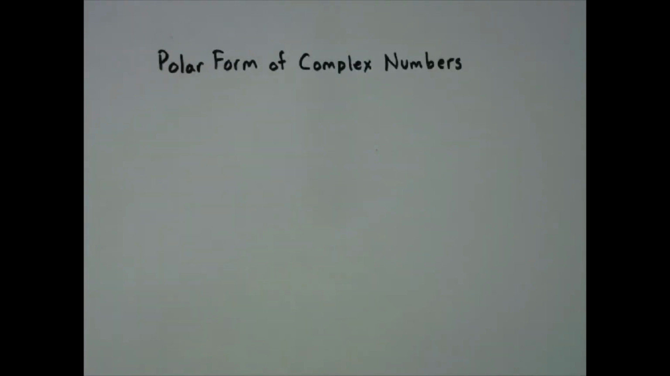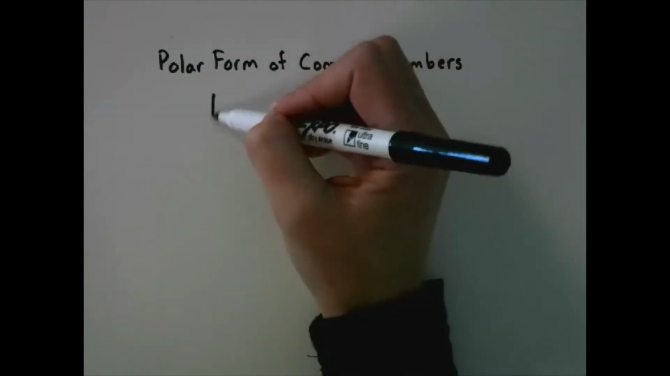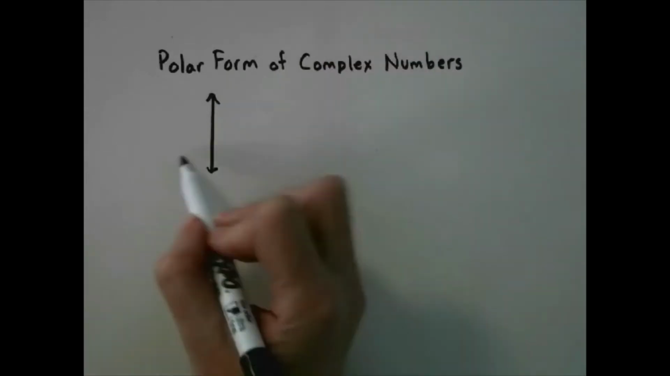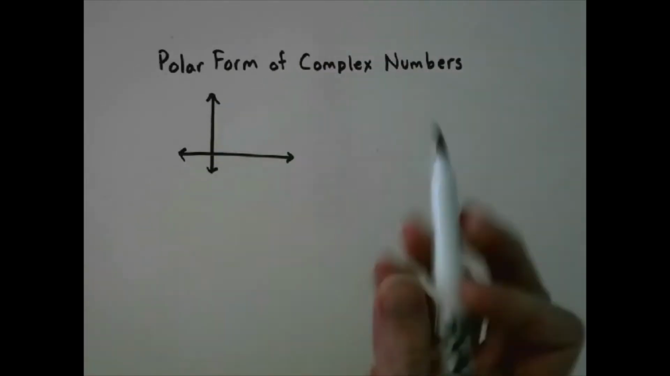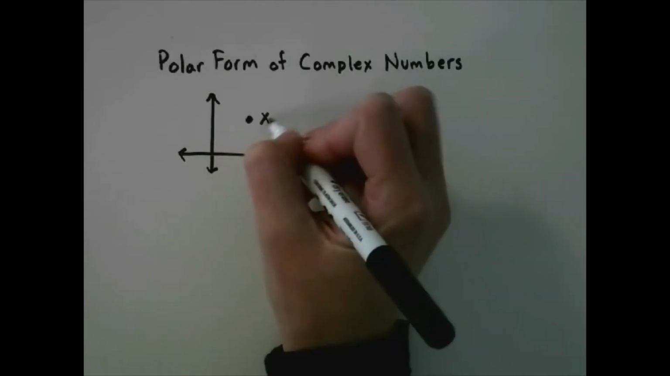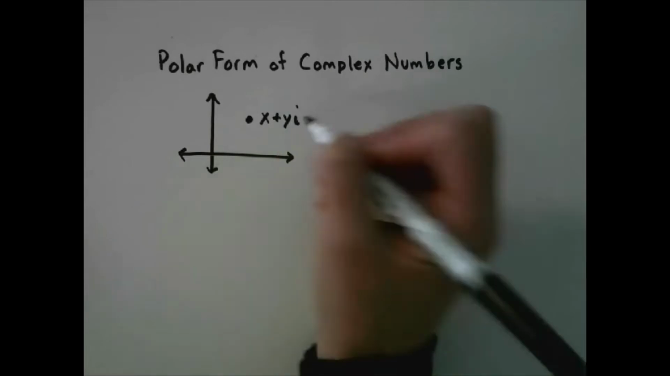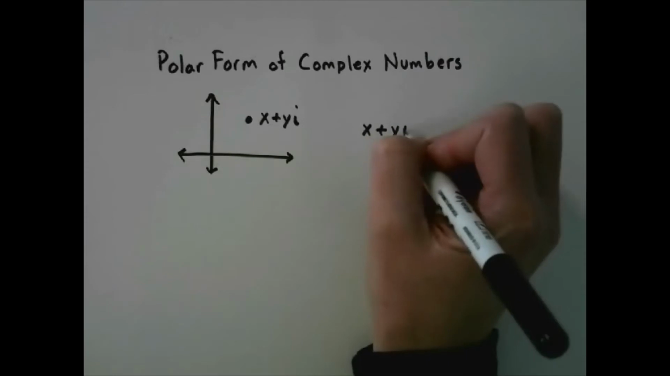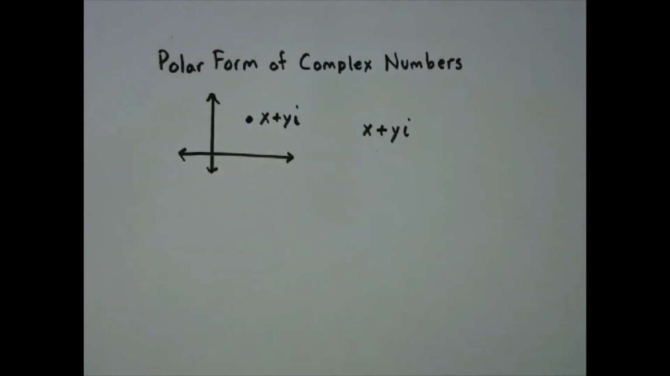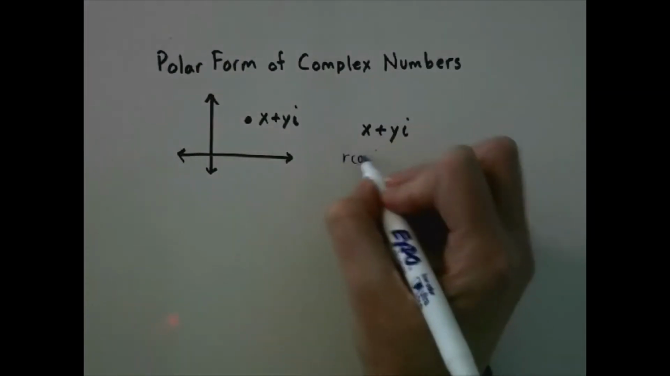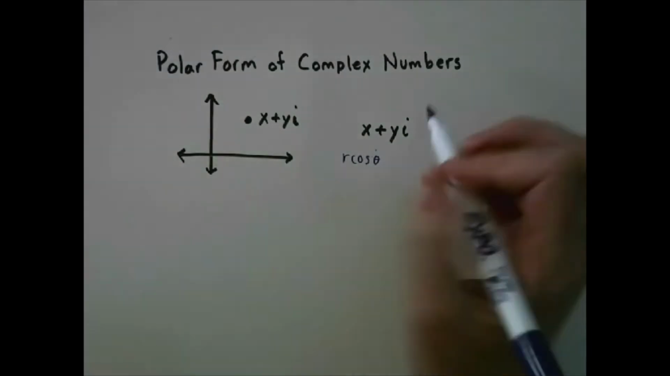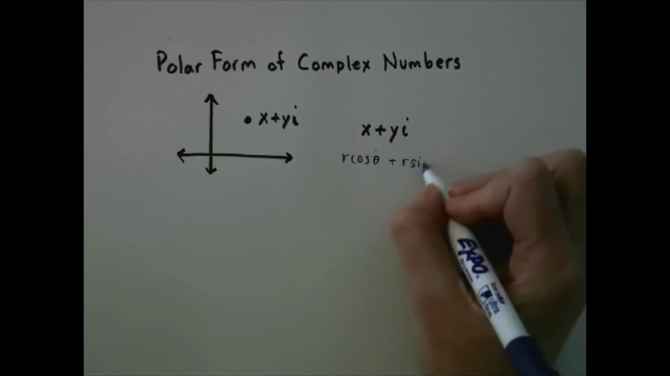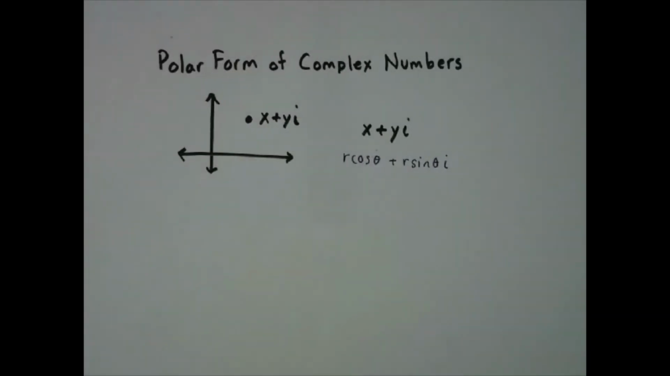Now we're going to tie this back to polar, the polar form of complex numbers. So let's say I have some x plus yi. Okay. Well, we're going to use our conversions. x is equal to r cosine theta, always. y is equal to r sine theta, always.